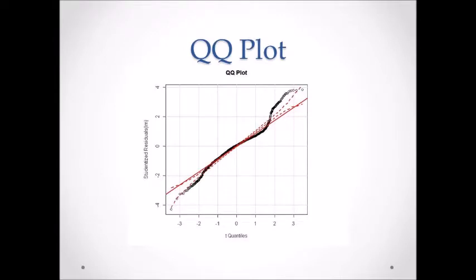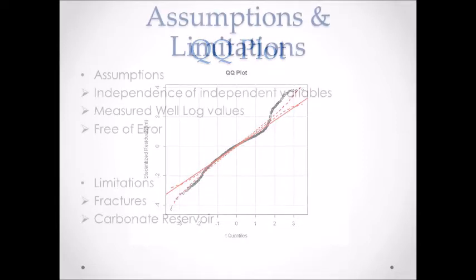A drawback with this method portrayed in the QQ plot is that there is an overestimate of the low permeability values and an underestimate of the high permeability values, which is signified by the solid red line. This is generally the case for this estimation technique.